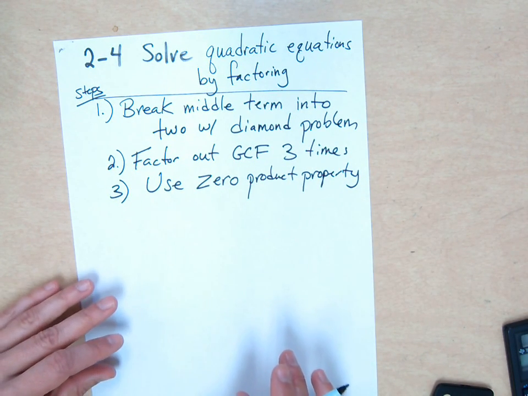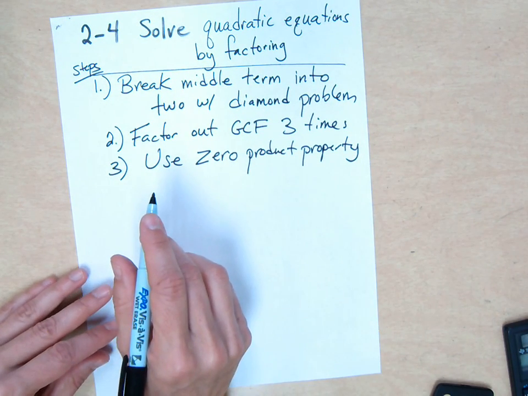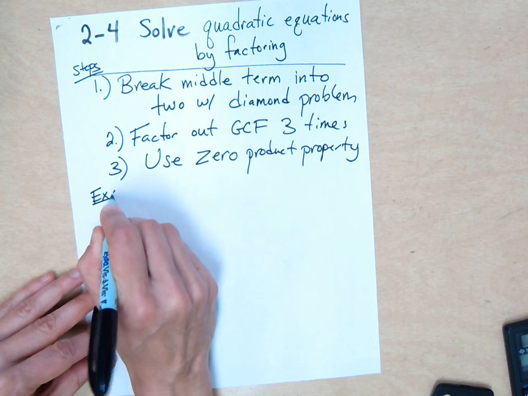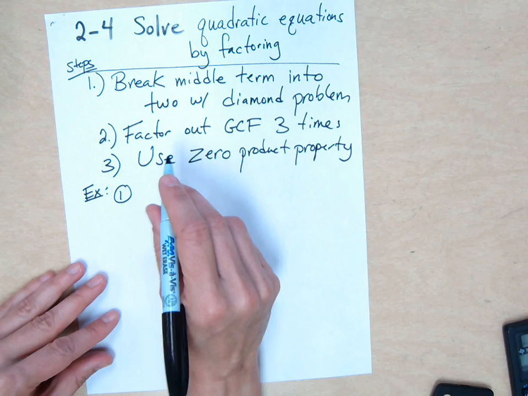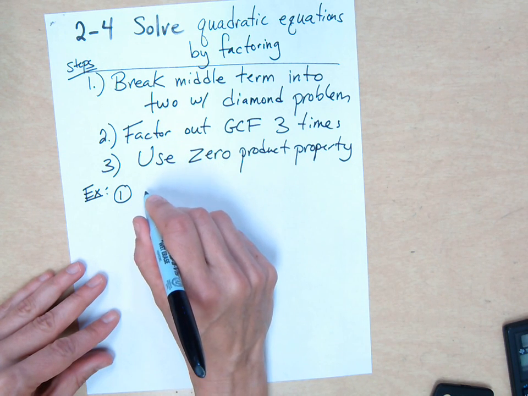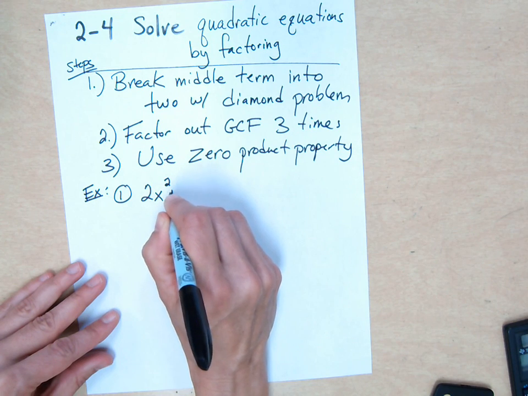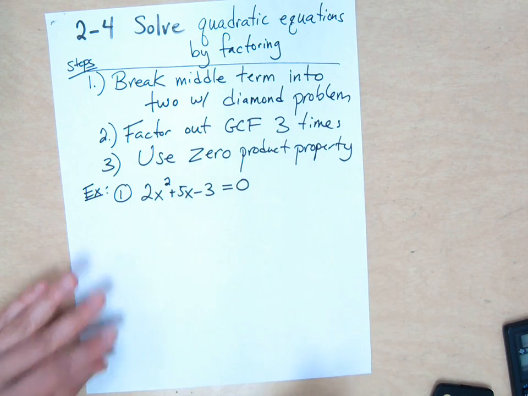So let's look at some examples. We'll start with this. Example 1 is solve. So we're solving. The directions are solve for x: 2x squared plus 5x minus 3 equals 0.